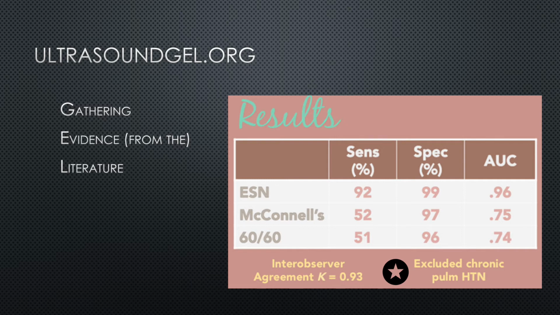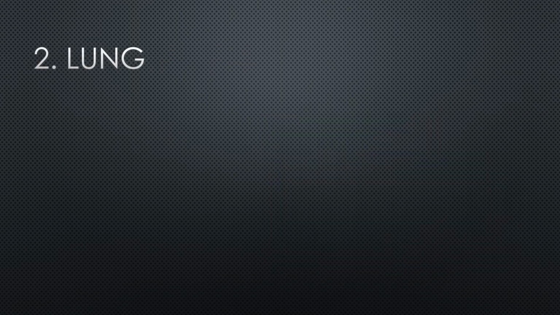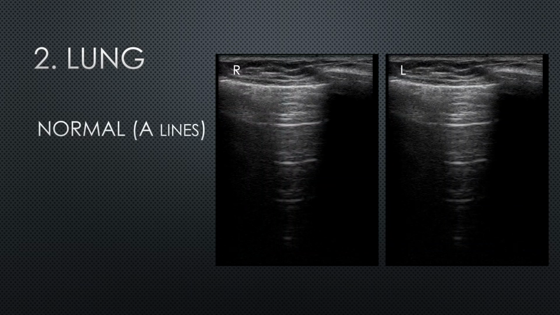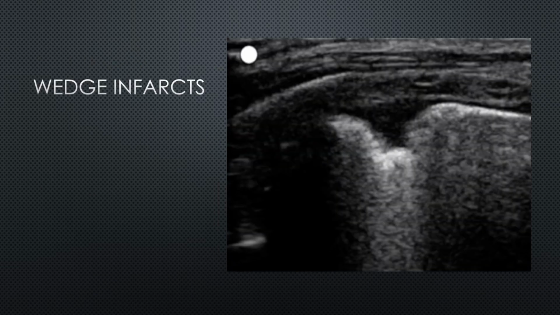Watch this space. So the second element of triple PoCUS is lung, and the most common finding in lung ultrasound in acute PE is nothing, normal lungs, A lines. However, you can sometimes see wedge infarcts, and occasionally pleural effusions. So here is a wedge infarct.